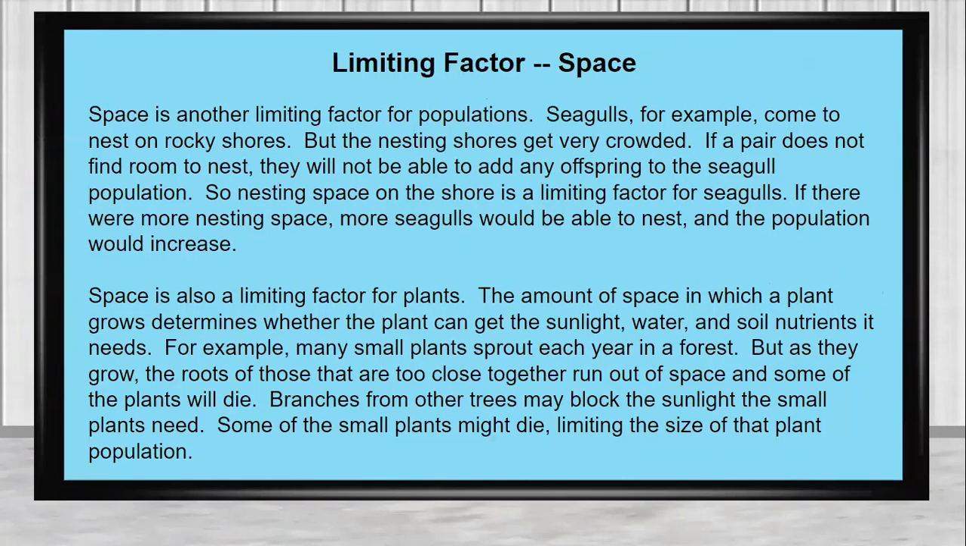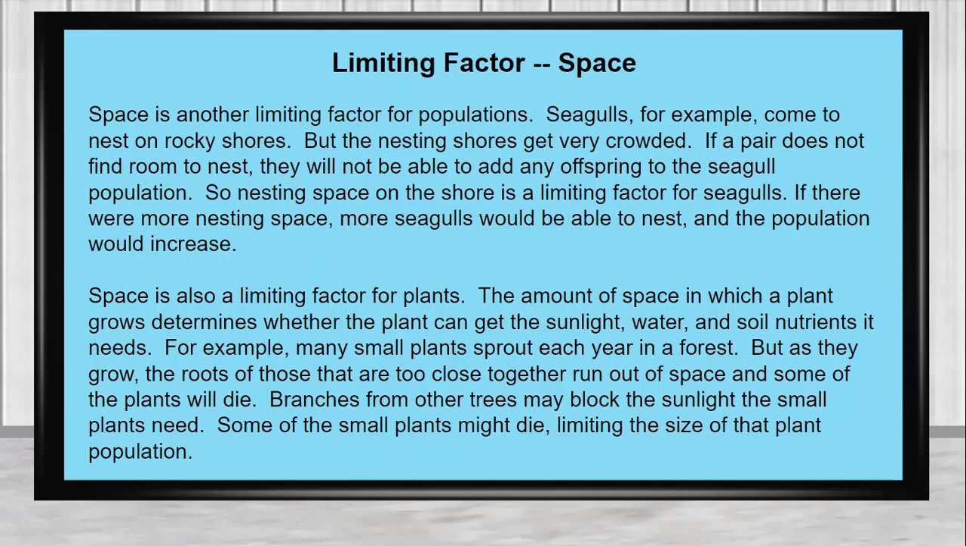So the next limiting factor we're going to talk about is space. Space is another limiting factor for populations. Seagulls, for example, come to nest on rocky shores, but the nesting shores get very crowded. If a pair does not find room to nest, they will not be able to add any offspring to the seagull population. So nesting space on the shore is a limiting factor for seagulls. If there were more nesting space, more seagulls would be able to nest and the population would increase.